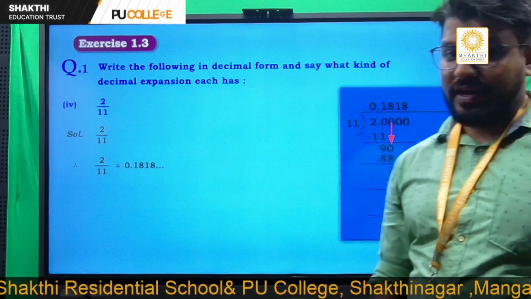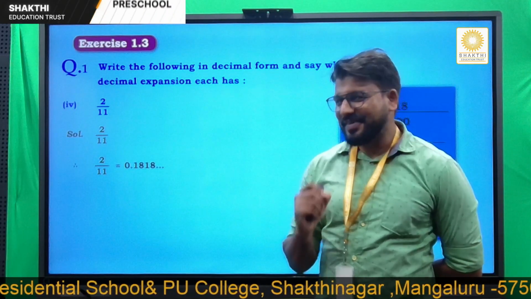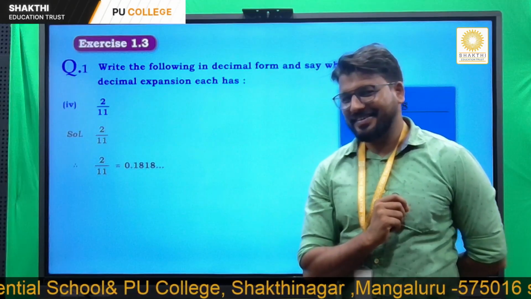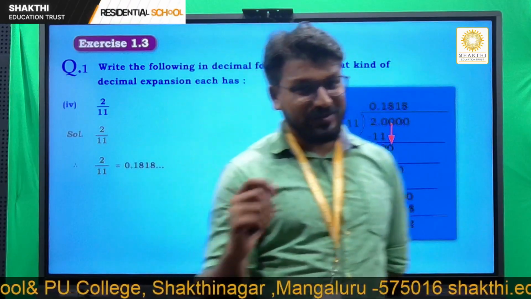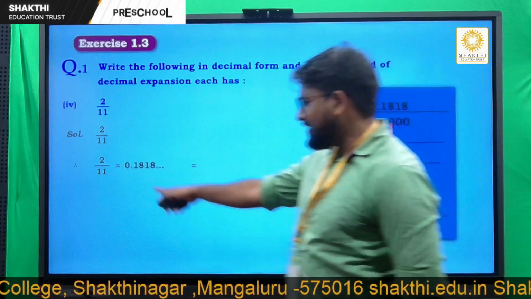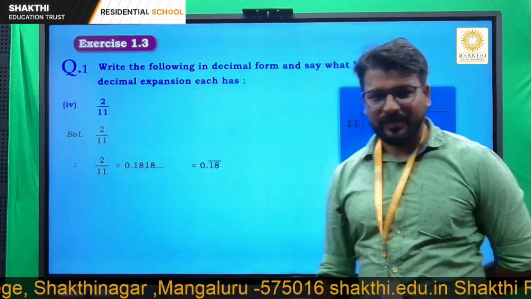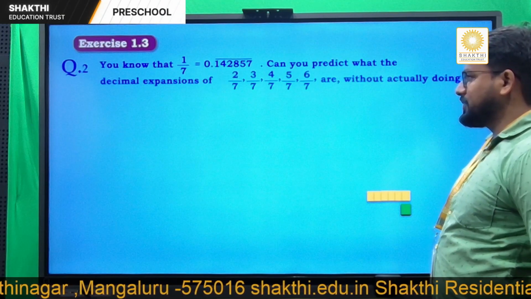Your answer will be 0.1818. Now tell me, is it terminating or non-terminating? Yes, it is non-terminating, but it is recurring. In 0.1818, you can see that 18 is recurring, right? Yeah. Let's see question number 7.